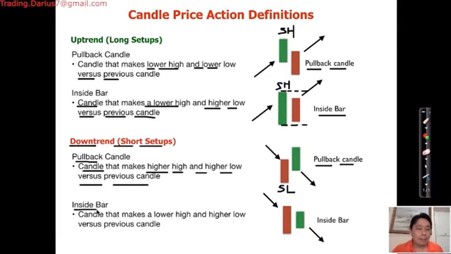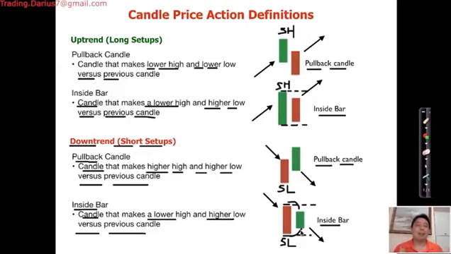Similarly, an inside bar is a candle that makes a lower high and a higher low as compared to the previous candle. Okay, so once again, on a downtrend, we're going to go short, and this is the swing low candle because it's the lowest point in the downtrend at that point in time. Right after that swing low, the next candle makes a higher low and a lower high. So that's an inside bar. Once again, it's the mother bar, and that's the little baby bar.